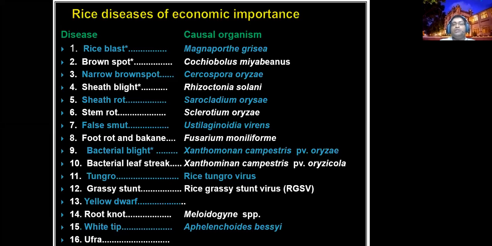Other than that, you can expect other microorganisms like nematodes, root knot nematode, and white tip nematode. These nematodes are also causing some economic damages in certain parts of the rice cultivation areas.